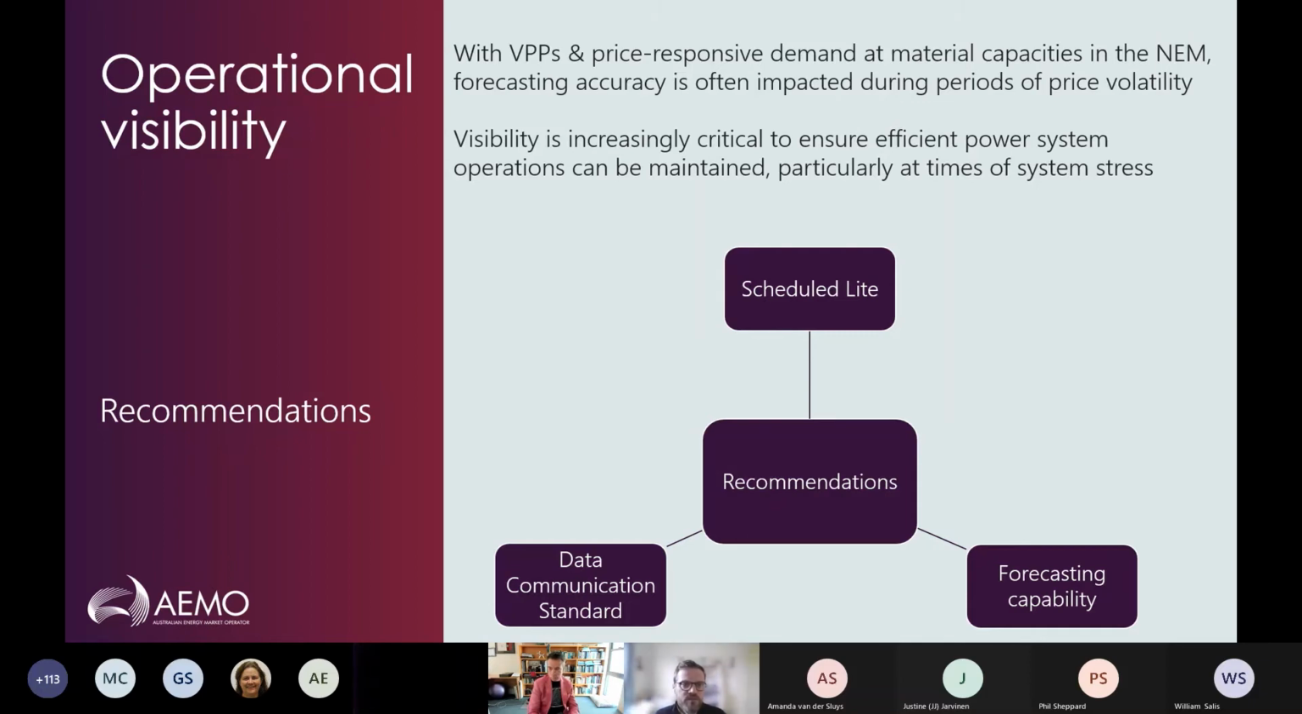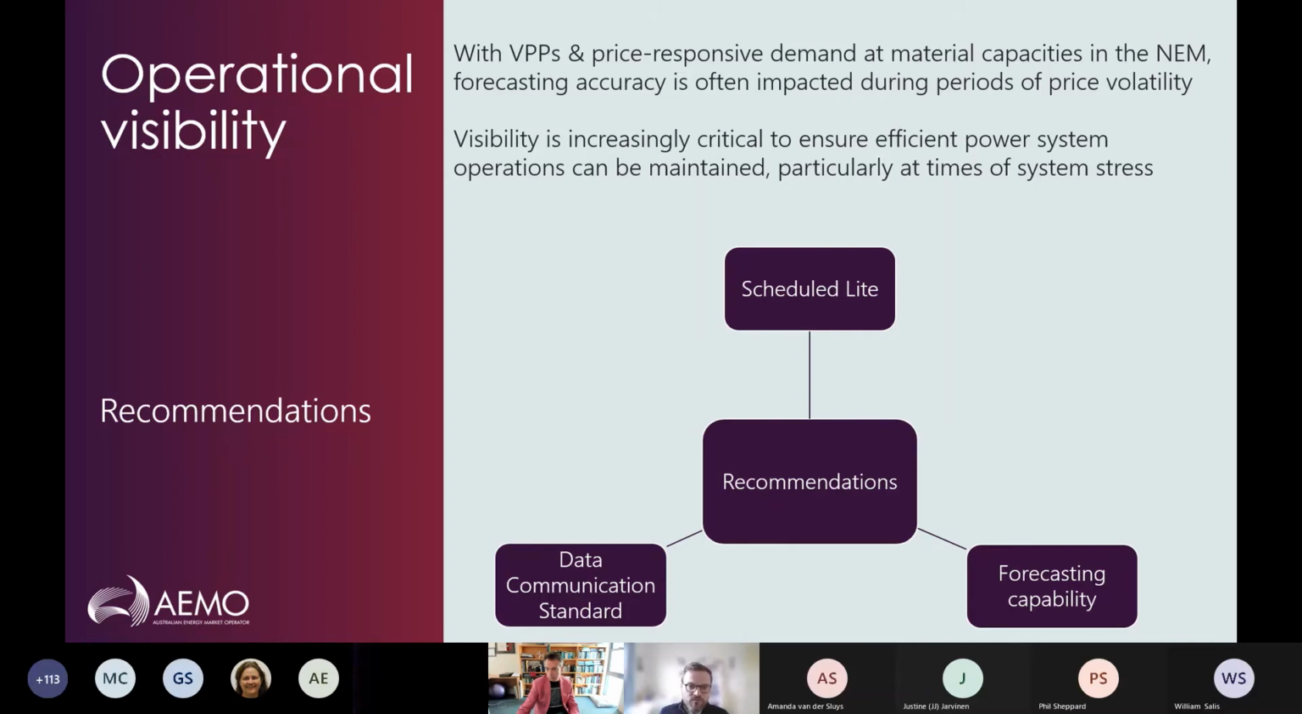So thanks, no problem. Operational visibility. The recommendations coming out of visibility and what we learned in the demonstrations were that VPPs and more broadly price responsive demand are at quite material capacities in the NEM, particularly in South Australia when it comes to VPPs. And our operational forecasting team is finding that it's impacting their ability to forecast the supply demand balance in periods of price volatility. And as VPPs scale, it's going to be more and more important to have that visibility to maintain an efficient operation of the power system, particularly at those times of system stress that coincide with price volatility.